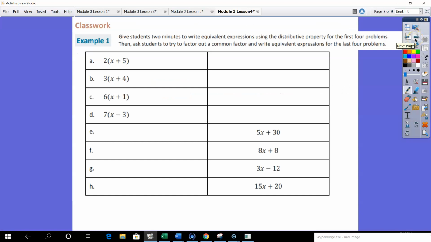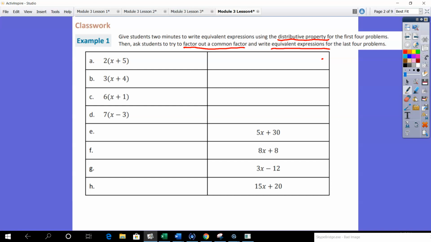Okay, so in example 1, you are going to have 2 minutes to do A, B, C, and D. So you're going to use the distributive property for those first 4, A through D, and you're going to write them over here. Then we will go over them, and you'll try and factor out a common factor to write equivalent expressions for the last 4, E through H. So on the right side, everything's going to look like the bottom. On the left side, everything's going to look like the top. Okay, go ahead, pause the video and try that.